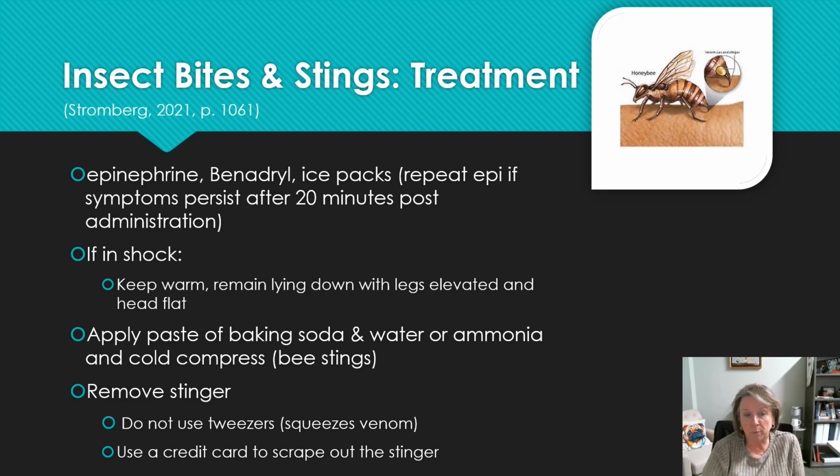Apply a paste of baking soda and water, or ammonia, and a cold compress to bee stings. We want to draw out, we want to neutralize the sting. That's what we're doing with baking soda and water or ammonia. And we want to cool it down. We want to keep blood flow away from it because we want to stop that allergic reaction. So we're going to slow everything down. Cold compresses help. Remove the stinger.